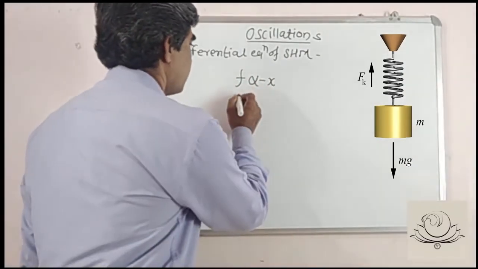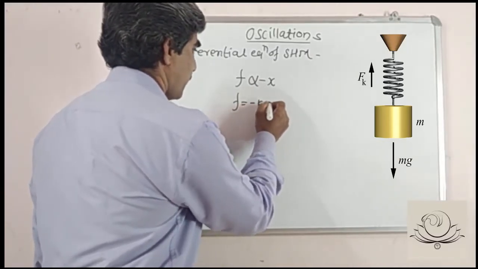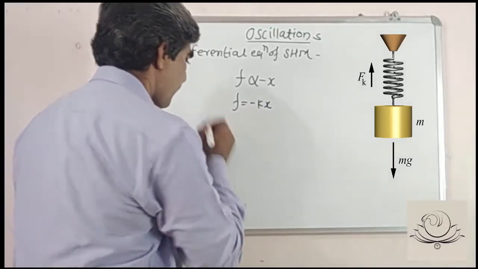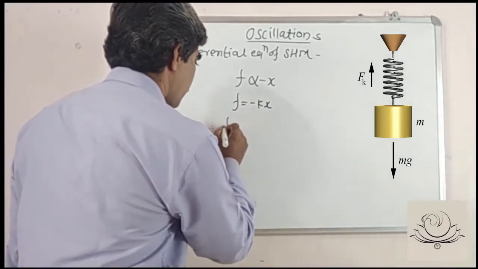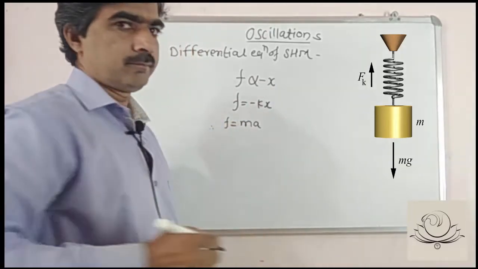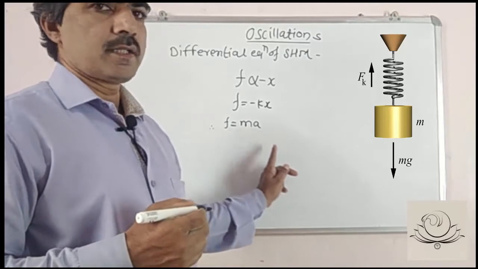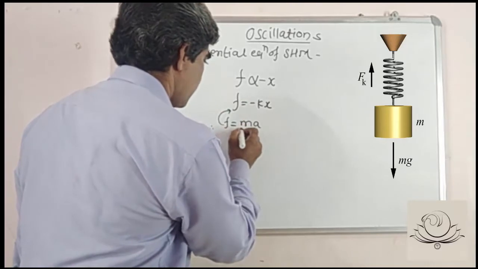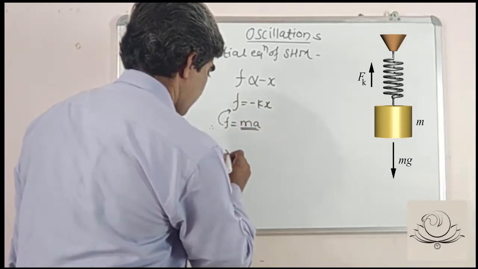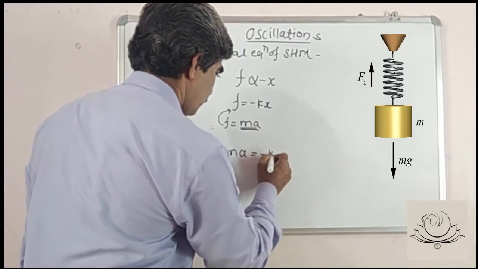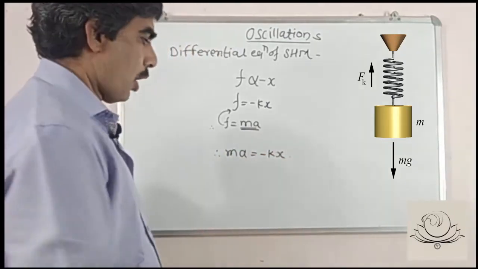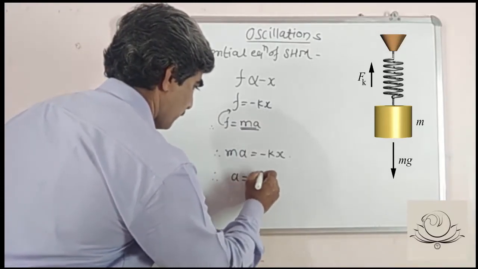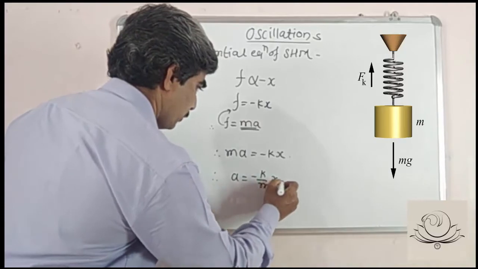Let us consider F equal to minus K into x, where K is a constant. Now using Newton's second law, F equals mass into acceleration. We can write this equation as m into a equal to minus k into x. Or the equation modifies to: acceleration equal to minus k by m into x.